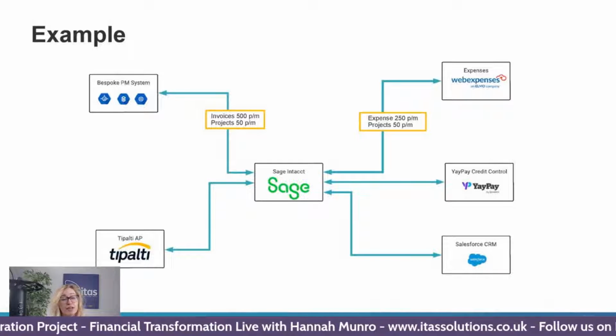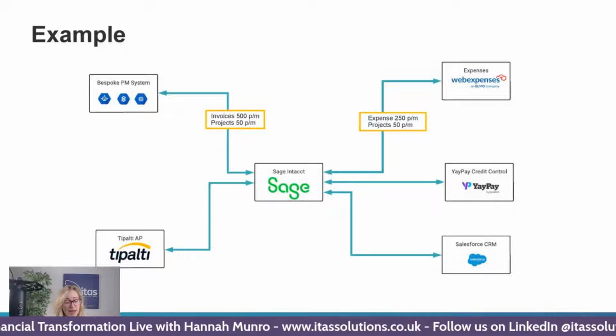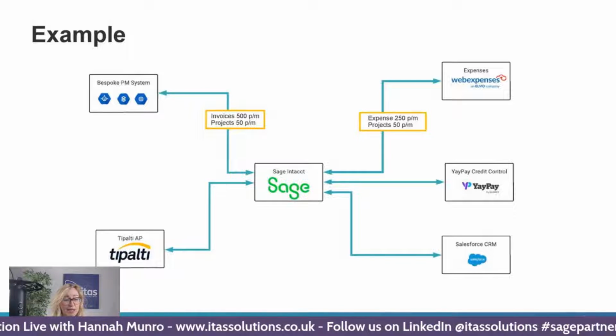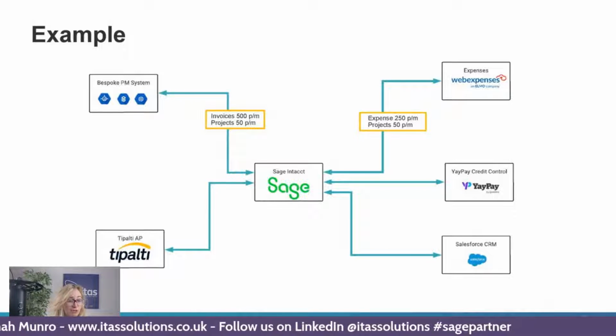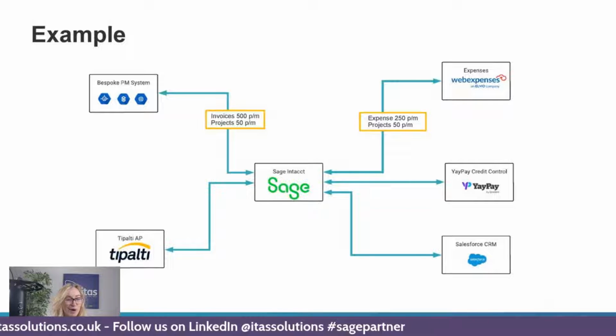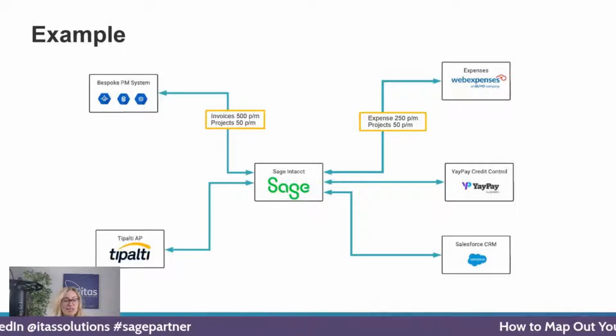Is rather good as well. I have to say, well done to the web expenses team, that allows the two-way share of information. Again, the same with YayPay. There's a reason the modules I like working with, it's got a really nice two-way sync. So I'm starting to look at, right, so what data is shared between the systems.